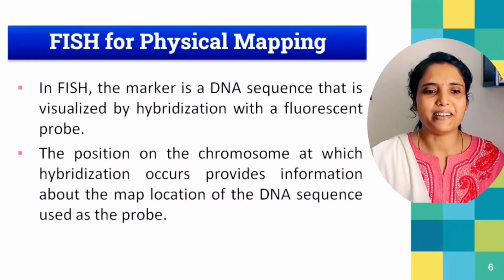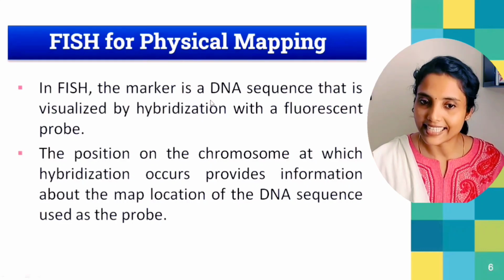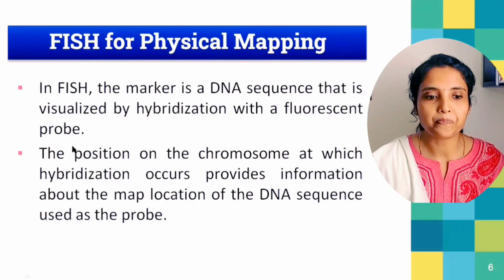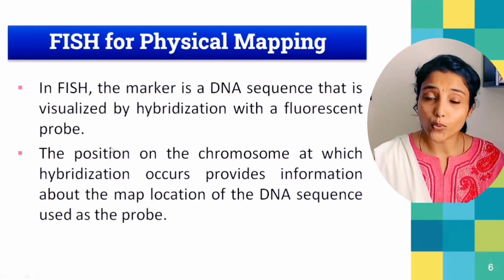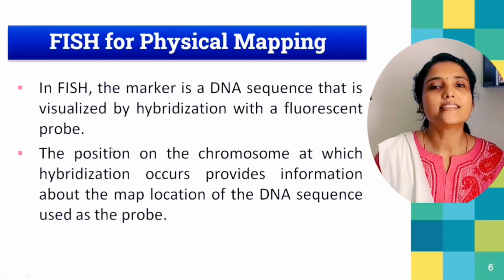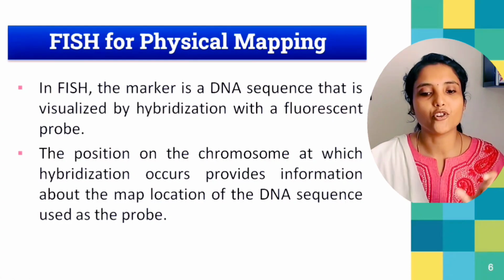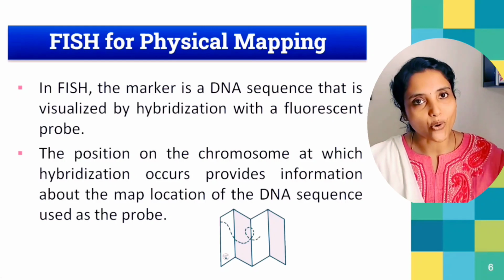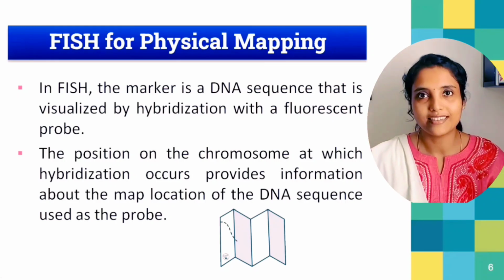I hope it is clear by now, right? So in FISH, the marker is a DNA sequence that is visualized by hybridization with a fluorescent probe. The position on the chromosome at which the hybridization occurs provides the information about the map location of the DNA sequence used as a probe. So if you have certain landmarks, you can join them together to get a complete route, correct?